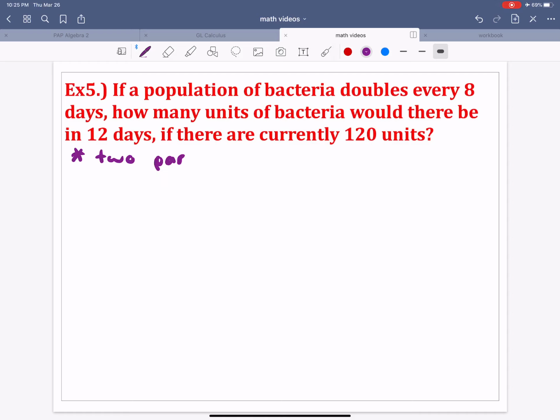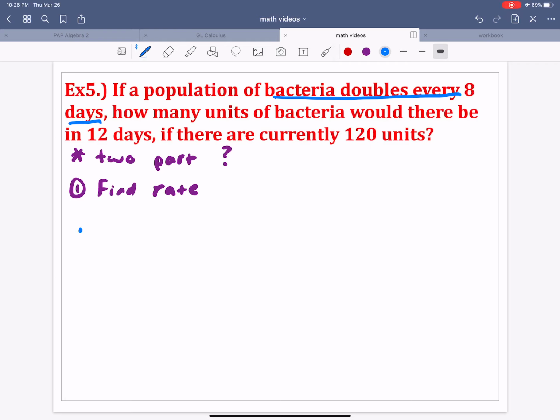So the first thing that you're going to need to find, if you read it again, there's nothing here that tells us what the rate is. So the first thing that we need to do is find the rate. Okay, so let's write an equation with what they do give us. It says that the bacteria doubles every 8 days.